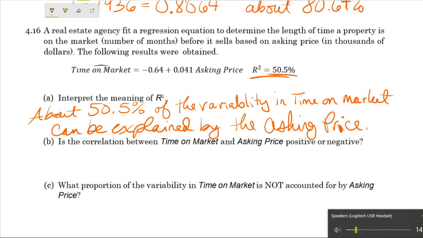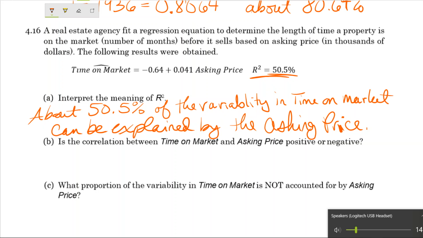If you've ever watched prices rise and drop, they usually drop once a house has been sitting on the market for a little bit. They're like, ooh, maybe I priced this a little too high. That's why it's been on here a little bit longer. Let's drop the price and see what happens. And that's one of the reasons people will do that.